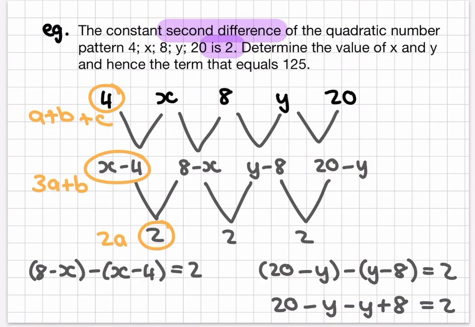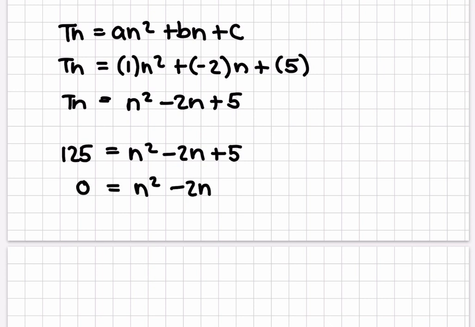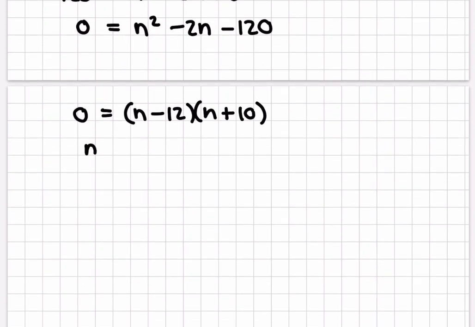Now we can determine the term that equals 125. So we're going to make the general formula equal to 125. So we're going to say 125 is equal to n squared minus 2n plus 5. I'm going to move the 125 over, and I'm going to get 0 equals n squared minus 2n minus 120. Now we solve. We get our brackets. We're going to factorize n minus 12, n plus 10. And we get a solution of n is equal to 12, or n is equal to negative 10.